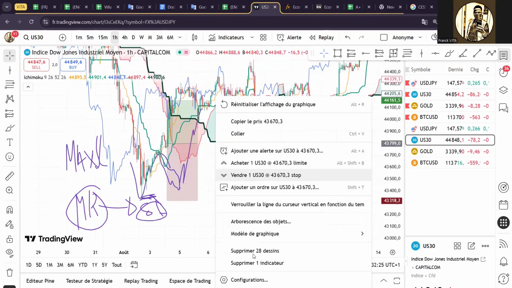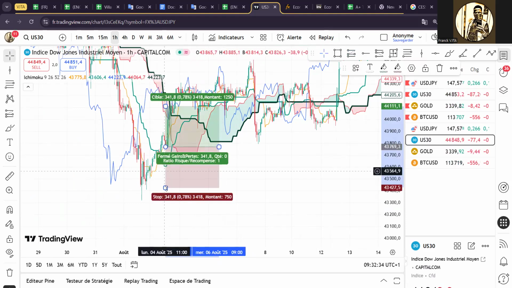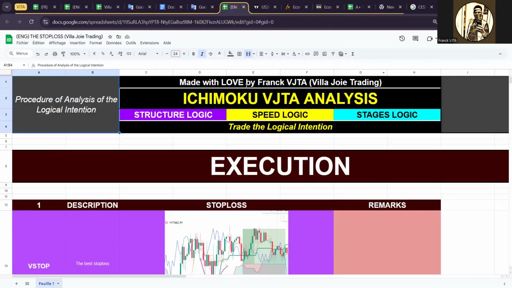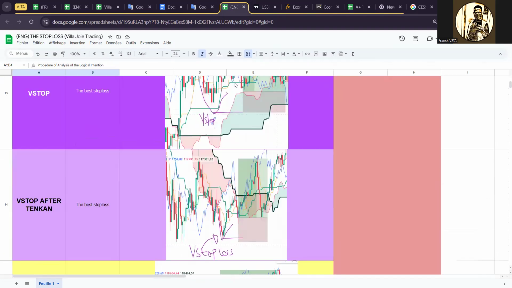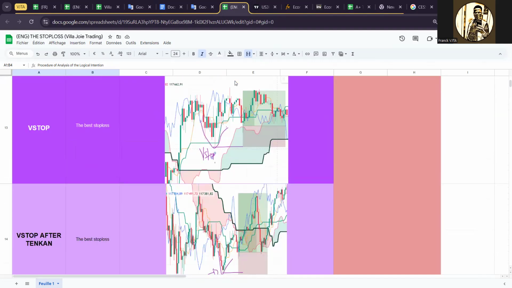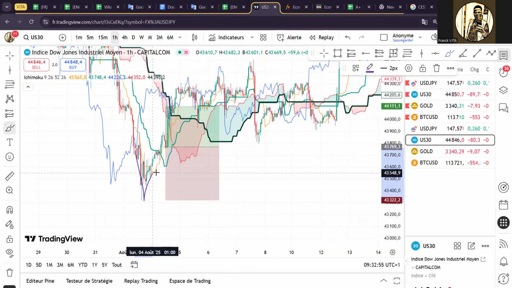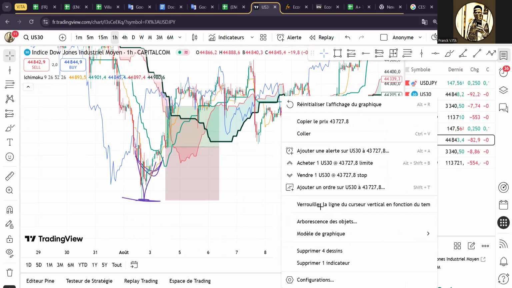So that's a little bit the concept around the execution. When you think about execution, it is about having the maximum retracement point as a stop loss. The stop loss as a maximum retracement point. So we have many stop losses here, but there is the best stop loss and there are those who are not that good. The best stop loss here is the V stop. The V stop below Tenkan mountain is the best stop loss for the retracement.